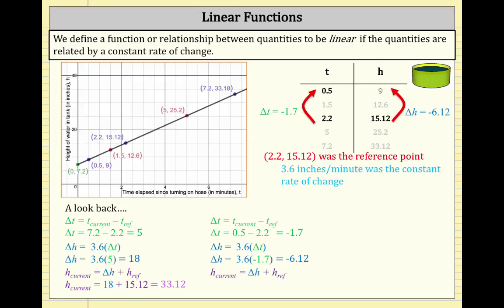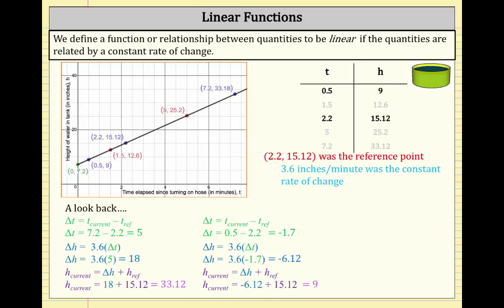And then what we want to do is figure out what that current height is. So we're taking our change in height plus the reference height, which was originally 15.12. So we have a drop in height of 6.12, and that's represented by negative 6.12 plus 15.12, and that gave us a current height of 9.